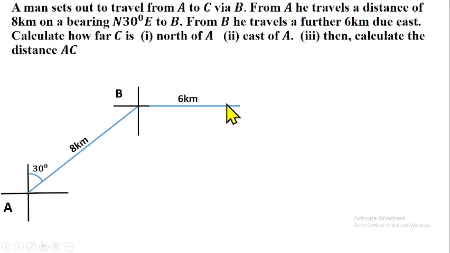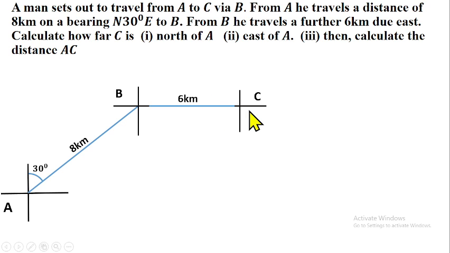And as you can see, you draw a straight line on the east of B, and it should not be long. It should not be as long as this 8 kilometers. Then you put another cardinal point here to represent your point C. So from B, travel a further 6 kilometers due what? East.